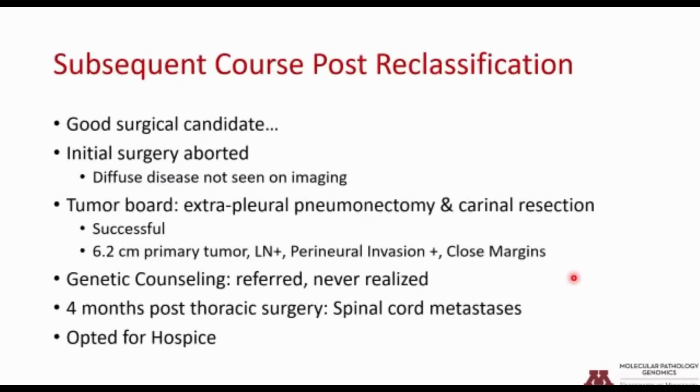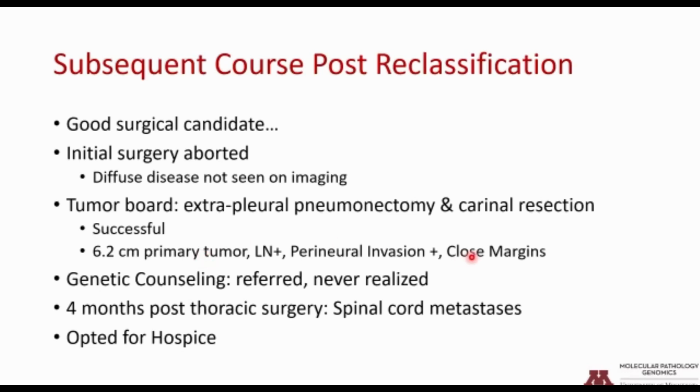So subsequently, she was thought to be a good surgical candidate when she was hooked up with thoracic oncology, both surgical and medical. However, that initial surgery was aborted because there was diffuse disease not seen in imaging, and this probably explains why when she was imaged in the first place, they never understood that when they finally got her to surgery, there's a 6.2 centimeter primary tumor. It just was essentially not well documented, not well understood, not well found on the imaging. So again, the initial surgery was aborted, but after considerations in tumor board, they did think that they could go back in and do it.